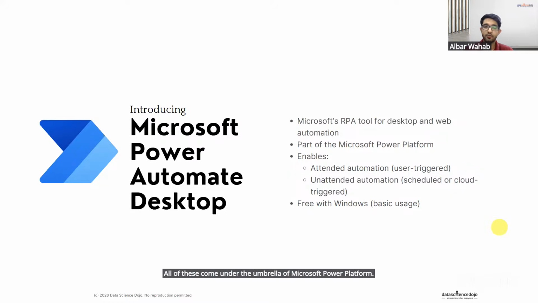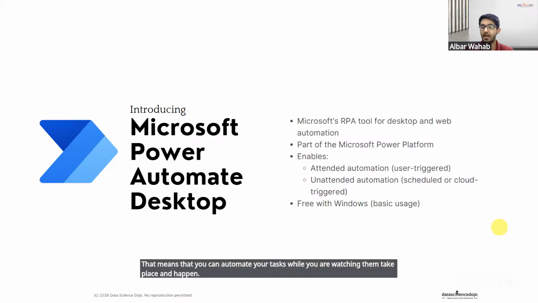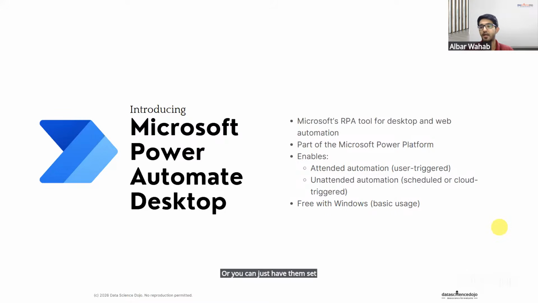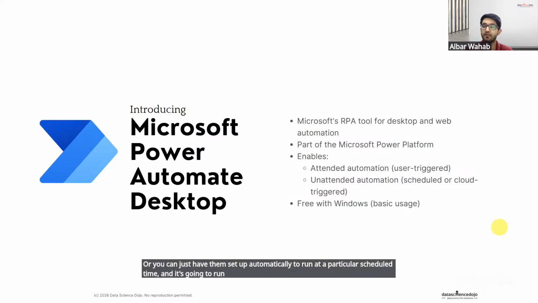And with that, you can do attended automation and unattended automation. That means that you can automate your task while you are watching them take place, or you can just have them set up automatically to run at a particular scheduled time, and it's going to run and complete the task, and you don't even have to interrupt or sit there.